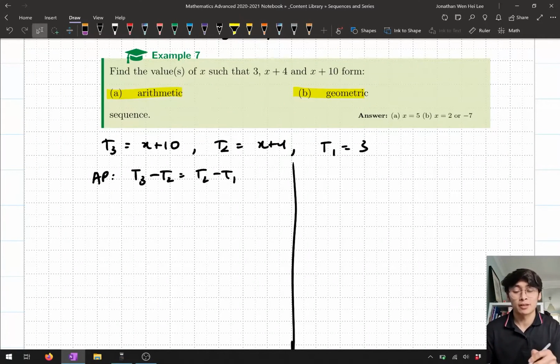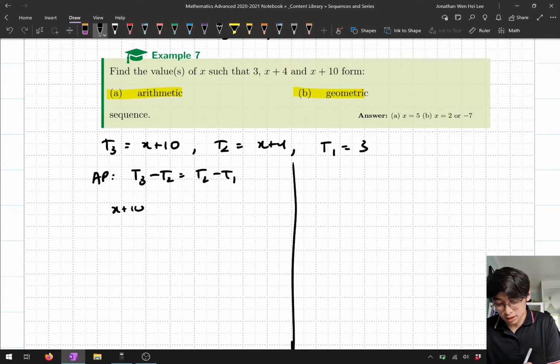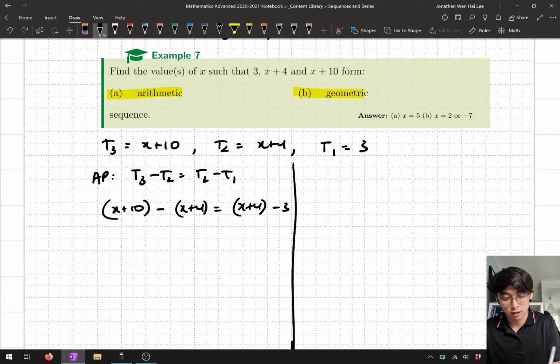So let's just sub in our values here. Because we're not dealing with numbers, we're actually dealing with some algebra, we can just sub it into this equation here. So t3 was x plus 10 minus t2, which is x plus 4, and that needs to equal x plus 4 minus 3.